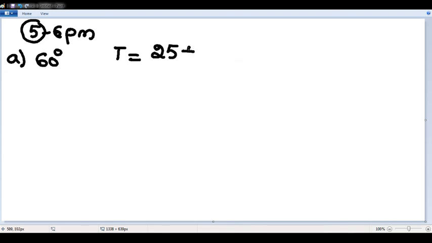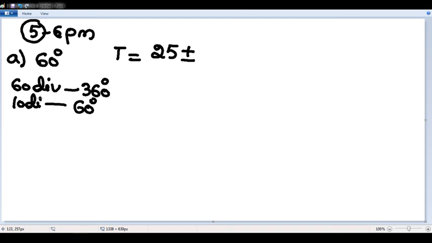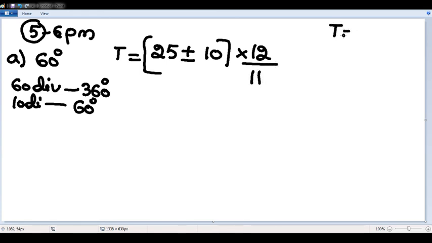Minutes hand can be behind the hour hand. Minutes hand can be ahead of the hour hand. 60 divisions is 360 degrees. 60 degrees is 10 divisions. So convert the 60 degrees into divisions. 25 plus or minus 10 into 12 by 11. Why is it into 12 by 11? Time equivalent to D by S1 minus S2. Denominator I will get 1 minus 1 by 12.